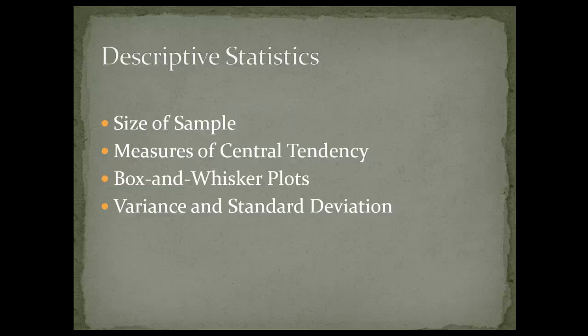Next are simple descriptive statistics. These include size of the sample, measures of central tendency, box and whisker plots, variance and standard deviation. We'll go through and explain each one next. I want to start with, on this slide, what is sample size? You may already know, but it's simply how many observations you have in your analysis. It could be otherwise termed as n size. We'll see the n later on.